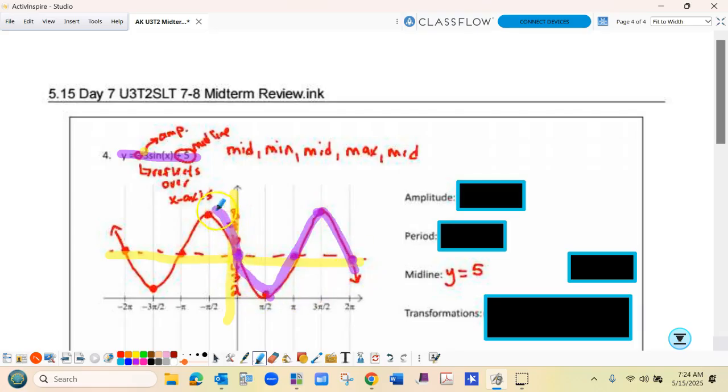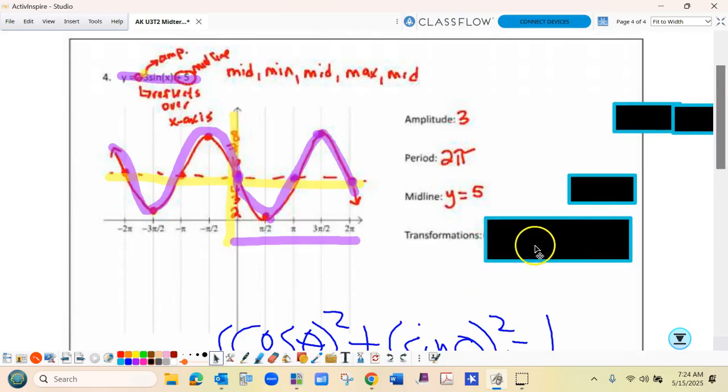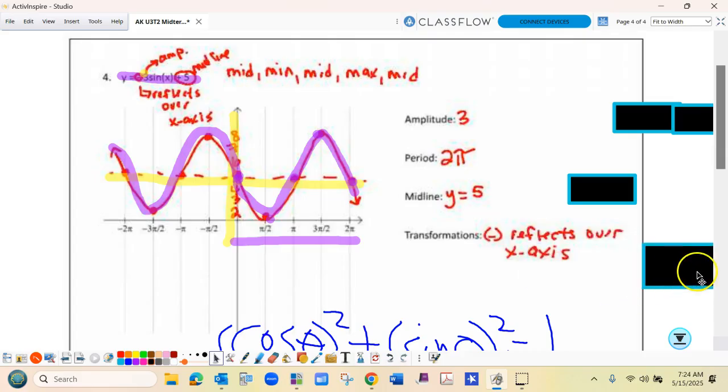You have to do probably 2 periods of this, so you'll have to go backwards in the same sing-song pattern. From the equation, amplitude 3, the period went from the y-axis to 2 pi, so it's 2 pi long. We already talked about our midline. Our transformations are plus 5 means translation up 5. The negative in front means reflection over the x-axis. The 3 for the amplitude means vertical dilation of 3.